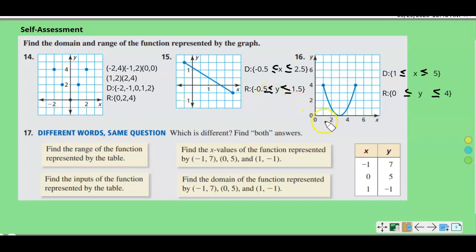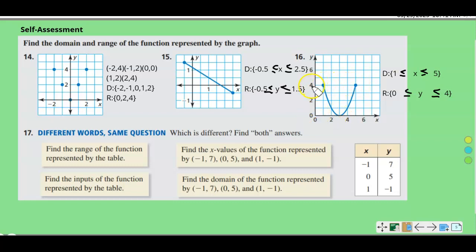All right, number 16, we look at the scale. This is 2, 4, 6, so that means this would be 1. So your x's go from 1 over to 5, so 1 to 5. So your domain is all your x's between 1 and 5. Your range goes from 0 up to 4.